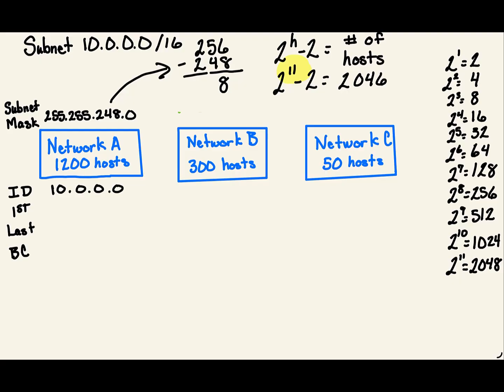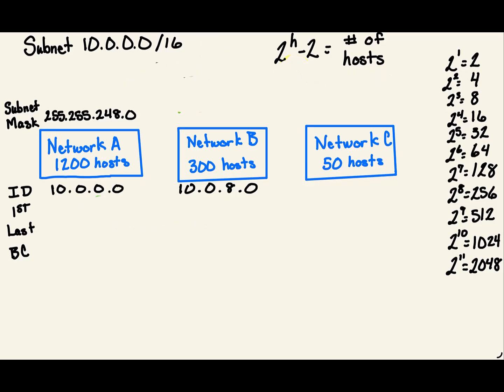Just like we have previously done, we want to calculate the next network ID, and that will help us to figure out each one of our individual subnets. So we add 8 here in the third octet. 0 plus 8 is 8. Now we have network B's network ID. It is 10.0.8.0.